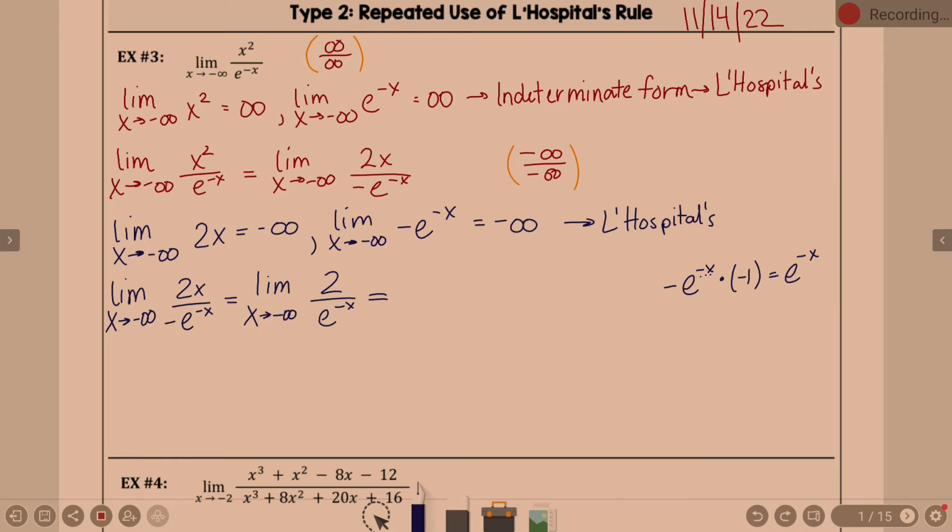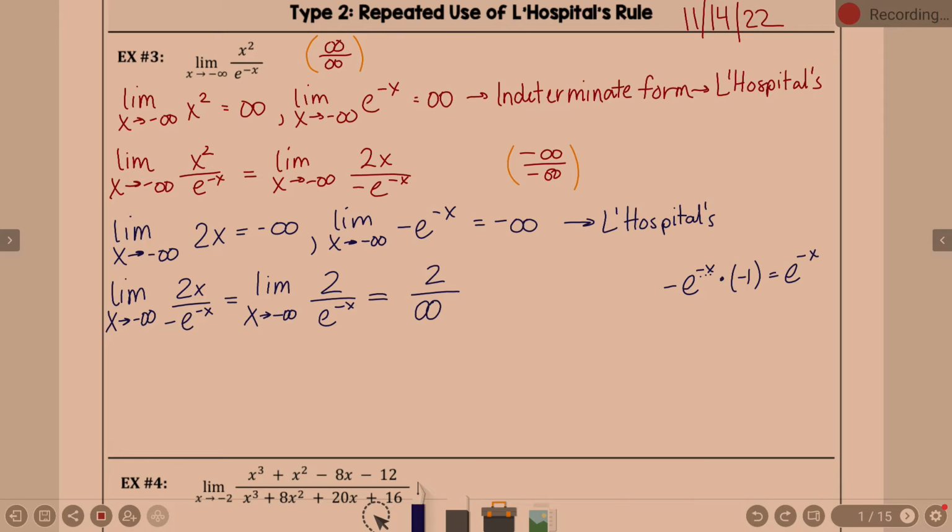Okay, what happens here? On top is a 2, yes? So I know I'm not getting 0 over 0 or infinity over infinity. I know we've come to an end. We're going to have some kind of answer. E to the negative x, so e to the negative infinity is going to be e to the positive infinity, right? Which is essentially the idea of approaching infinity.